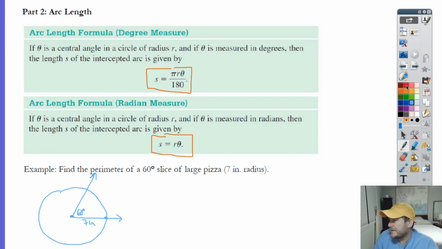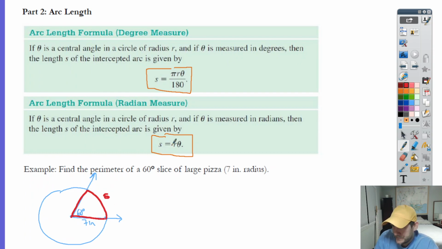Now, when they say find the perimeter, perimeter always just means the distance around the outside. So we can see for this pizza slice, our perimeter would be one radius, then a second radius, and then the length of this arc. So the two radii are easy. That's obviously going to be 14 inches. But the arc is curved, so how do you find the length of that curved arc?